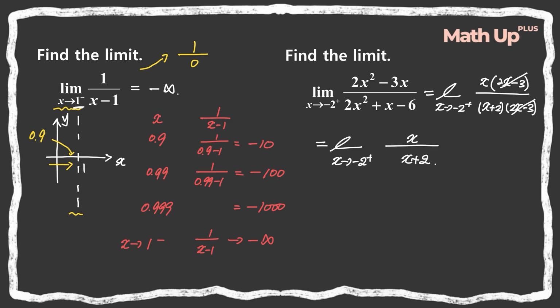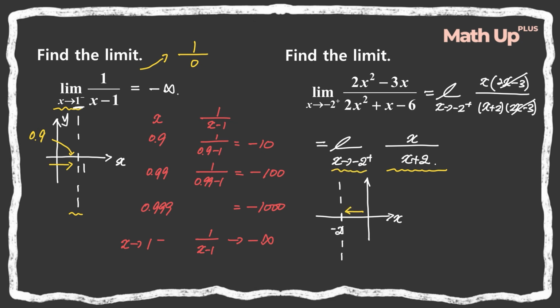Now if we substitute negative 2 for x, the denominator will be equal to 0, but not the numerator, right? Then this function right here has a vertical asymptote at x = -2. So far so good? So let me draw the xy plane. So here's negative 2, and we have a vertical asymptote, right? x approaches negative 2 from the right-hand side, right?